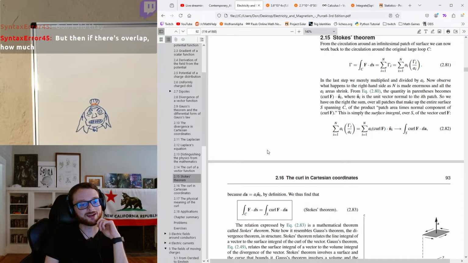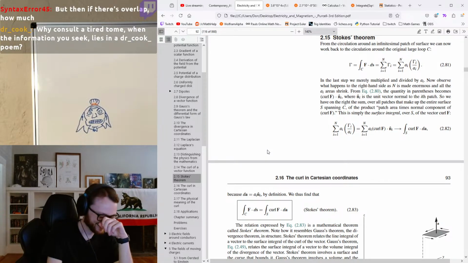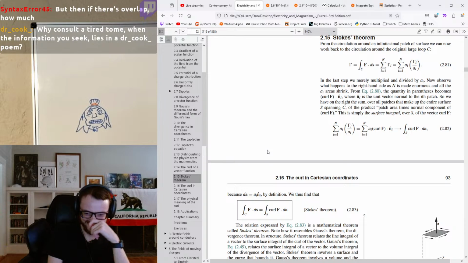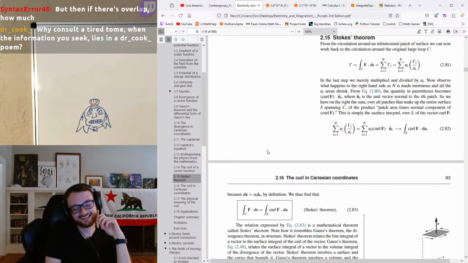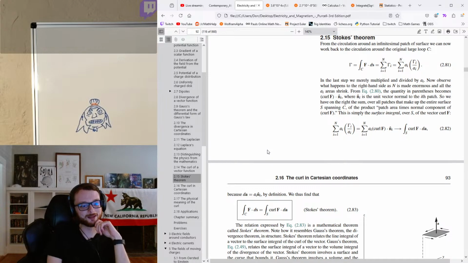Why consult a tired tone when the information you seek lies in a Dr. Cook poem? That's true. I mean, I was just trying to match your words to the actual formula, because I've read about Stokes a few times, but I've hardly worked with it, so it hasn't really stuck in my head what it's actually doing.